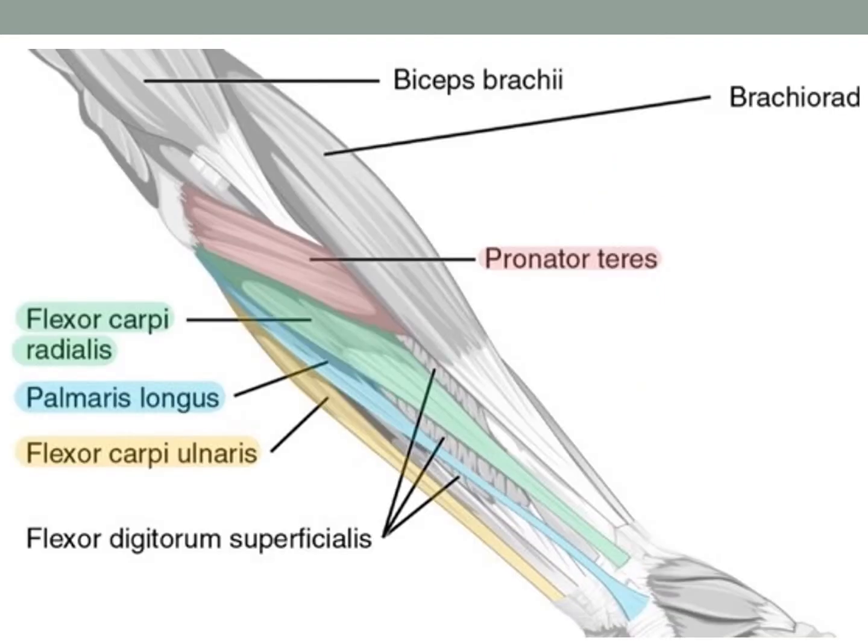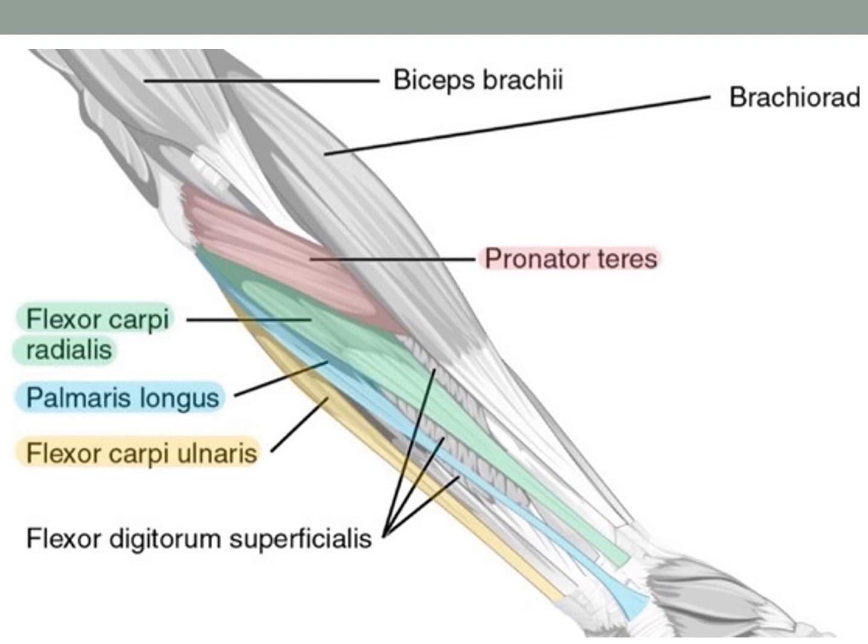This picture also illustrates the pronator teres at a different angle, which it highlights in a pinky color, showing how it goes under the brachioradialis. The flexor carpi ulnaris is the one that's highlighted in the yellow.